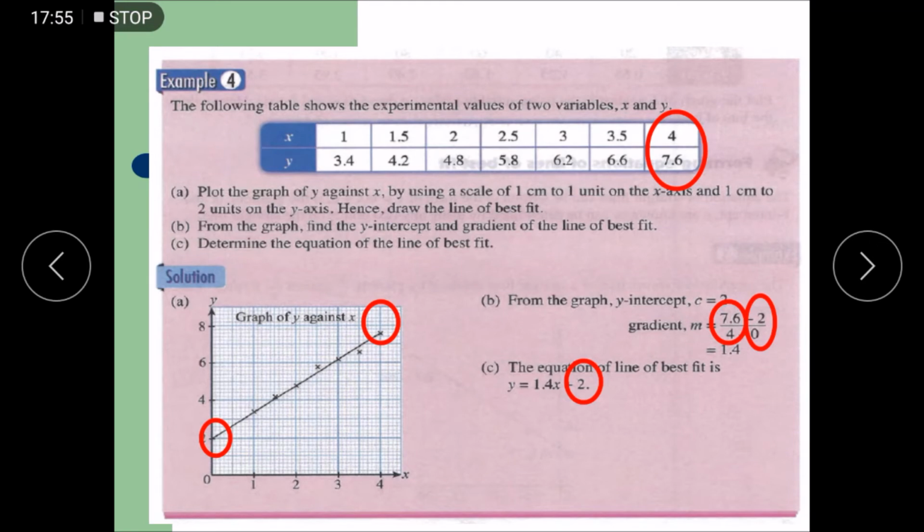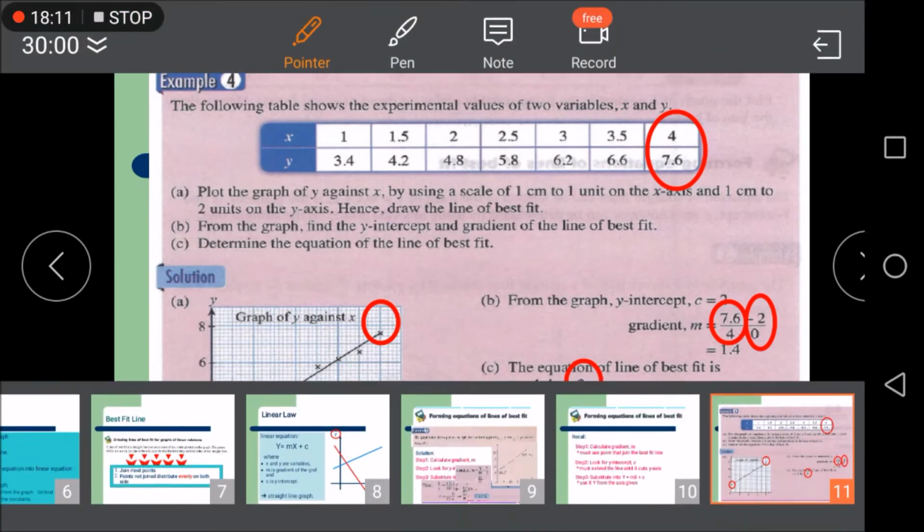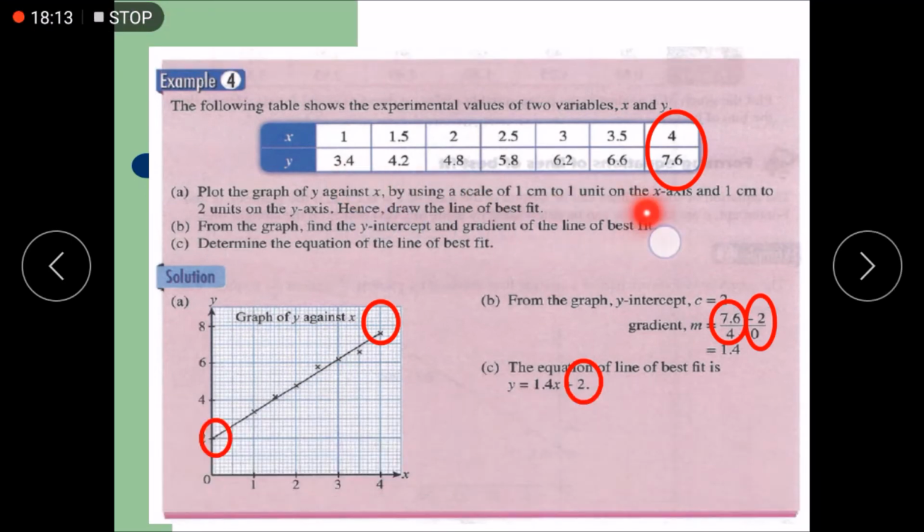When they want to find the gradient, they use the last point. No problem because the line touches the last point. The other point they use is the furthest one, which is the y-intercept. That is also no problem. Even though the y-intercept is not in the table, since it's on the line, I can use it to find my gradient. Understand? I can still use it as long as it is on the line.